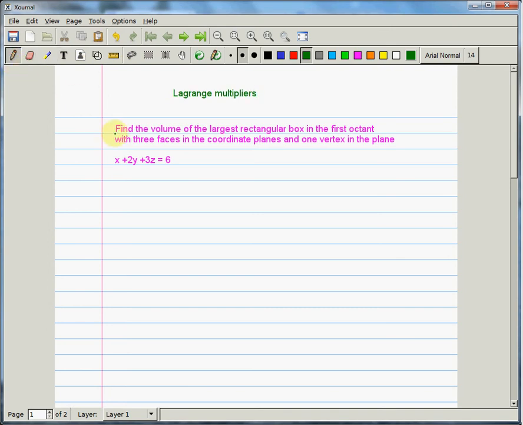And the idea here is that you can set up a system of equations, and the system of equations is given by gradient f equals lambda gradient g, where f is the objective function and g equals k gives the constraint equation. So we're going to make everything concrete, so let's just get started with that.